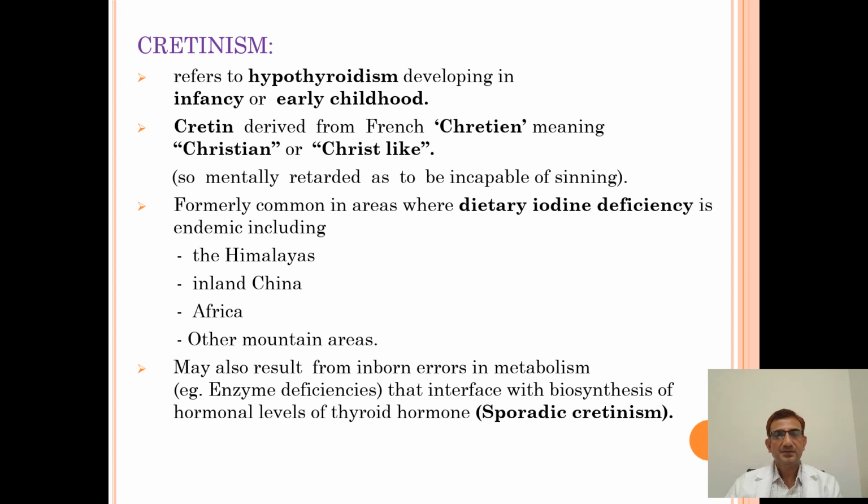Cretinism refers to hypothyroidism developing in infancy or early childhood. Cretin is derived from the French word cretin, meaning Christian or Christ-like, so mentally retarded as to be incapable of sinning. Formerly common in areas where iodine deficiency is endemic, including the Himalayas, China, Africa and other mountain areas. It may also result from inborn errors of metabolism that interfere with biosynthesis of thyroid hormone. It is called sporadic cretinism.